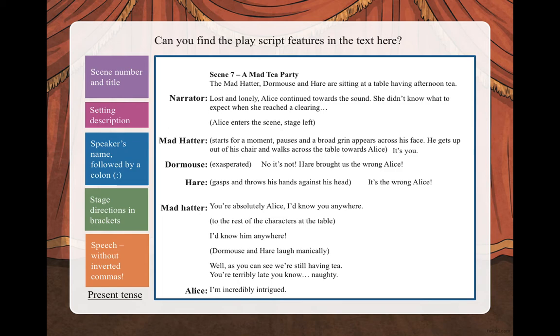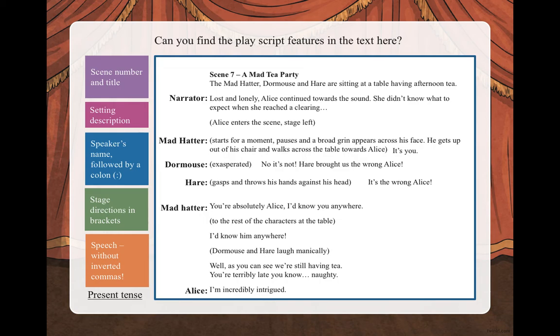Right, this is your task. So can you find the play script features in the text here? So this will be your task for the day. So you've done the quiz, you'll do the spelling, and this will be your final task for the day. Okay, can you locate scene number and title? So when I say locate, find it, write it down. Your second task is a setting description. Is there a setting description? Write it down. There are several in this play script, so select one.